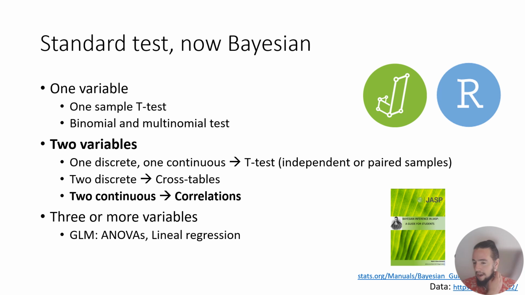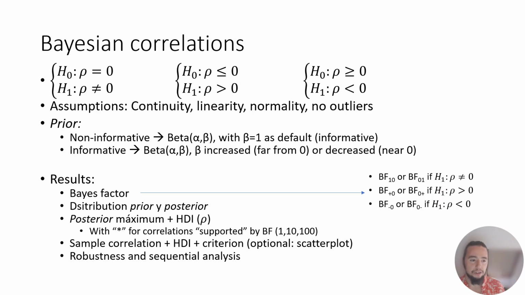Okay, so now that we have two variables, I will address the case of having two continuous variables, and that means basically Bayesian correlations. Okay, so Bayesian correlations have an effect size that is going to be tested. That is the population correlation. That can be two-tailed or one-tailed, as you can imagine. We need two continuous variables with a linear relationship between each other, desirably normally distributed and also without outliers.